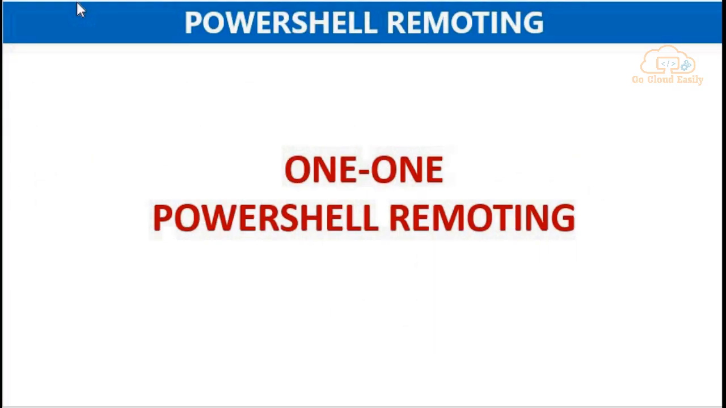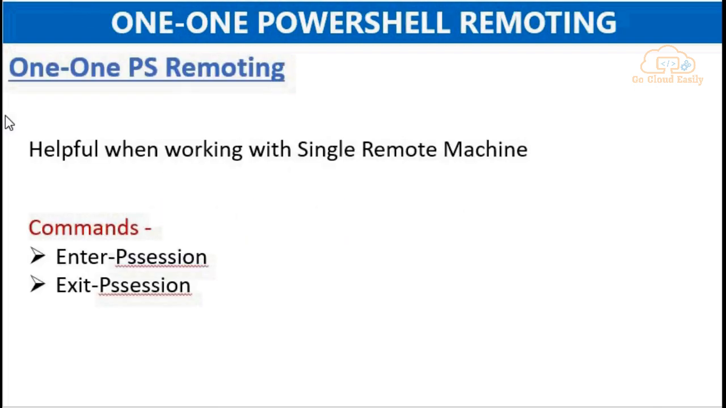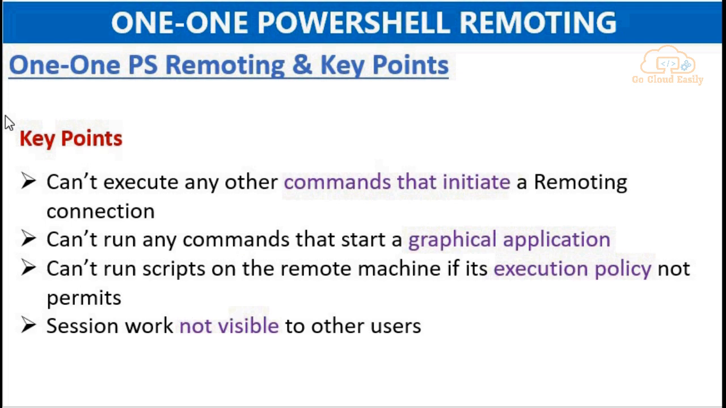Now once we have enabled PS remoting on the remote machine, the next thing is to establish a session, and these sessions may be one-to-one PowerShell remoting. In one-to-one PowerShell remoting, the session is established with a single remote machine at a time, and the commands used for one-to-one PS remoting are Enter-PSSession and Exit-PSSession. These are some key points we need to know before working with one-to-one PS remoting sessions.